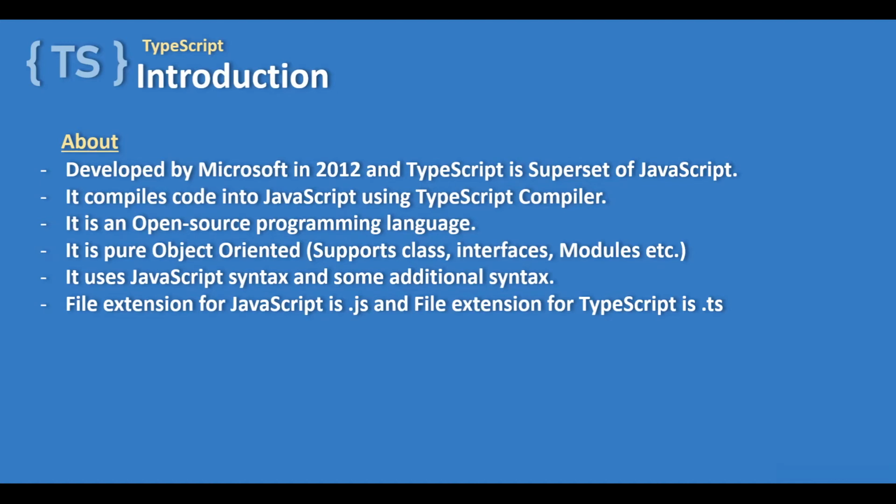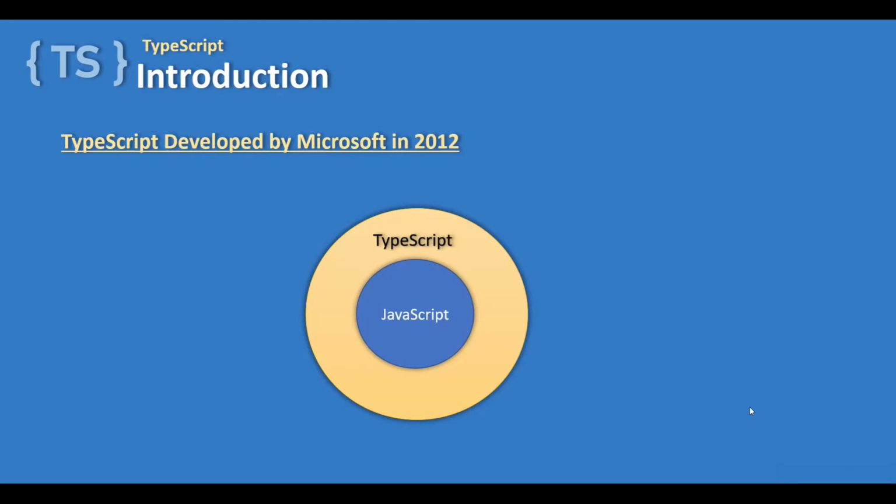And the file extension of a JavaScript file is .js, and the file extension for TypeScript is .ts. Okay. So you can see how TypeScript is an upper layer of JavaScript. Okay.